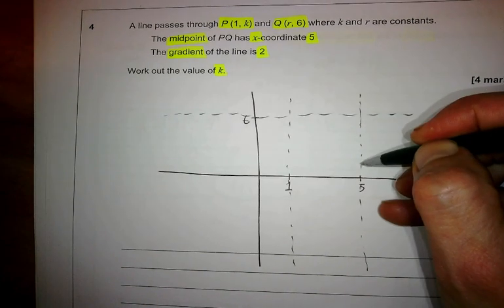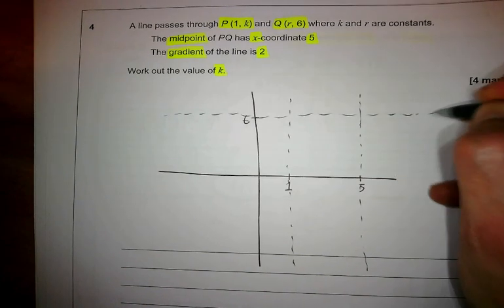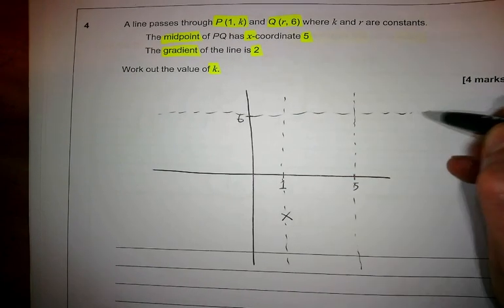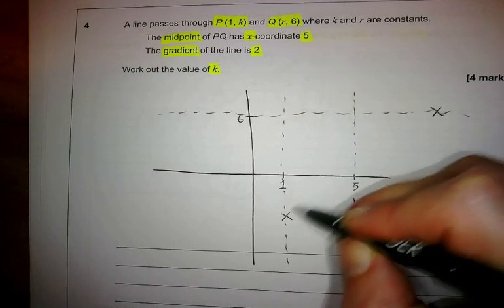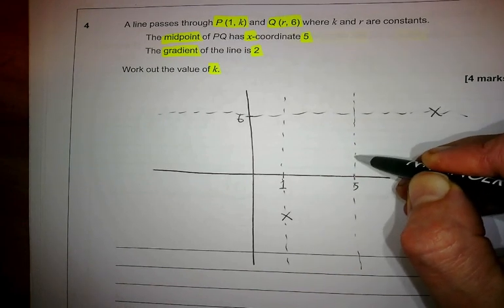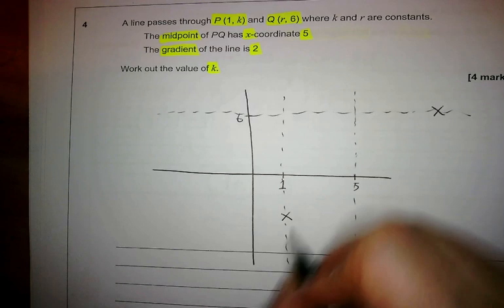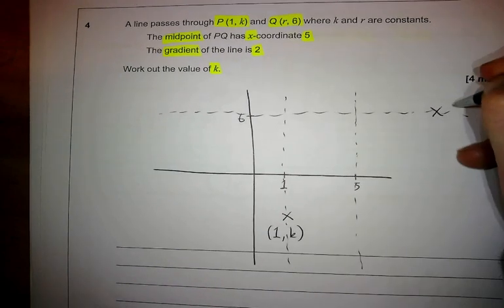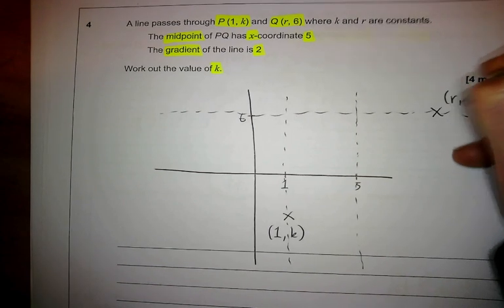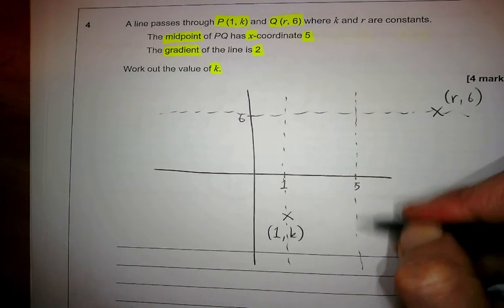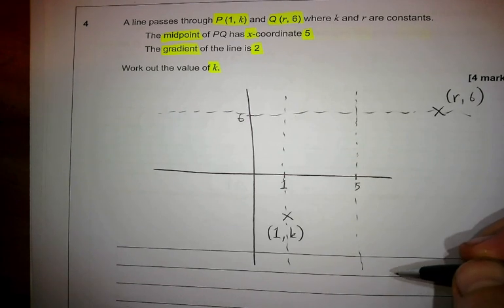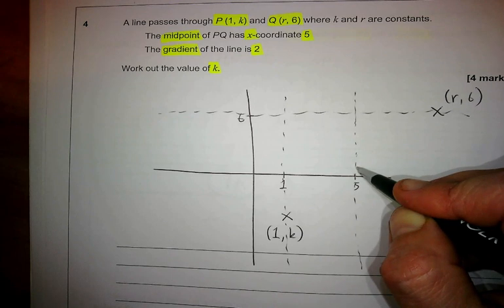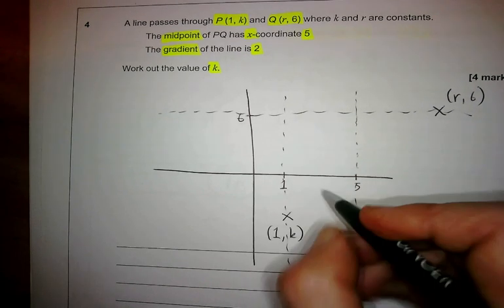If the midpoint is somewhere on this line, I think it's going to have to be like P over here and Q kind of over here, otherwise this is not going to be the midpoint somewhere on this line. So I think this must be P somewhere over here. So this is going to be 1, k, and this must be Q over here, r, 6. The midpoint is somewhere on this line. The gradient of the line is 2. Okay, so my midpoint is somewhere here, and it's halfway between P and Q.